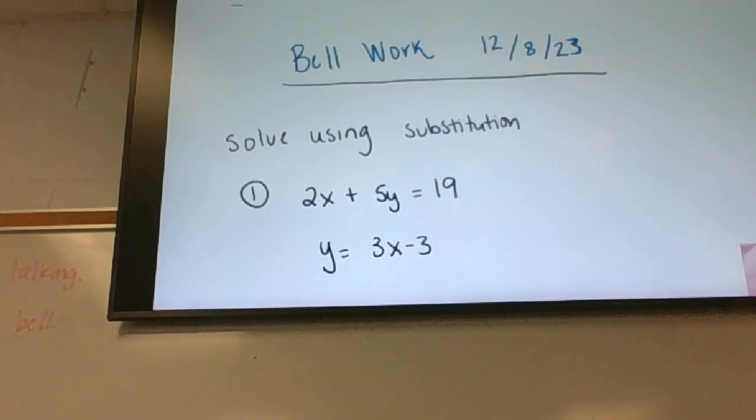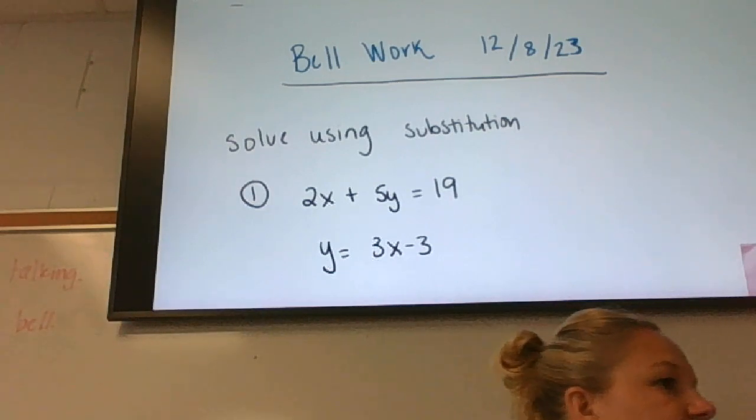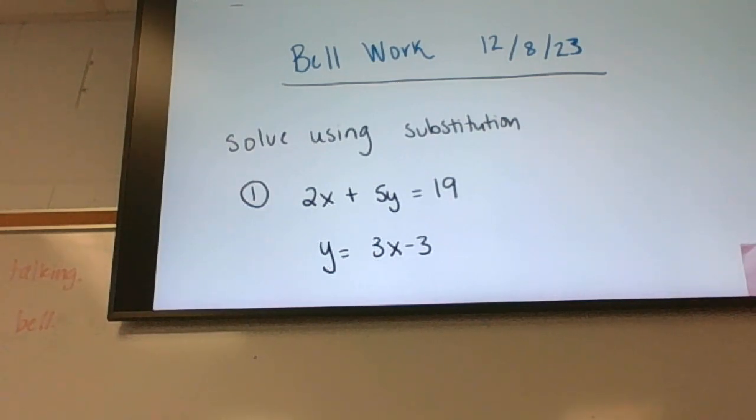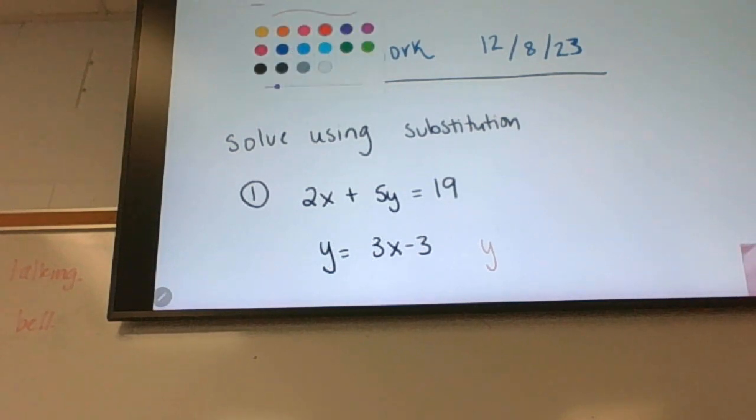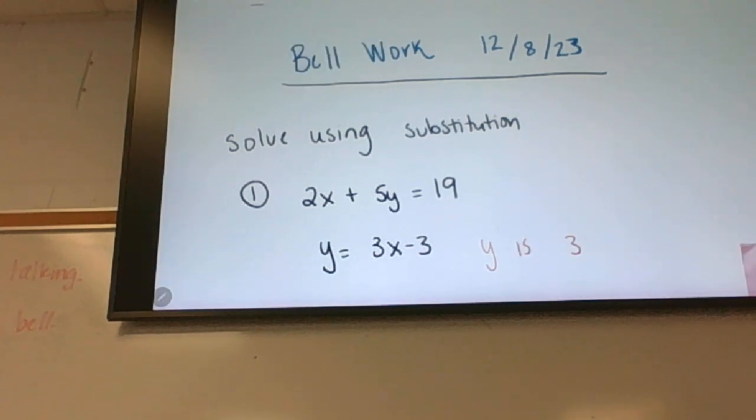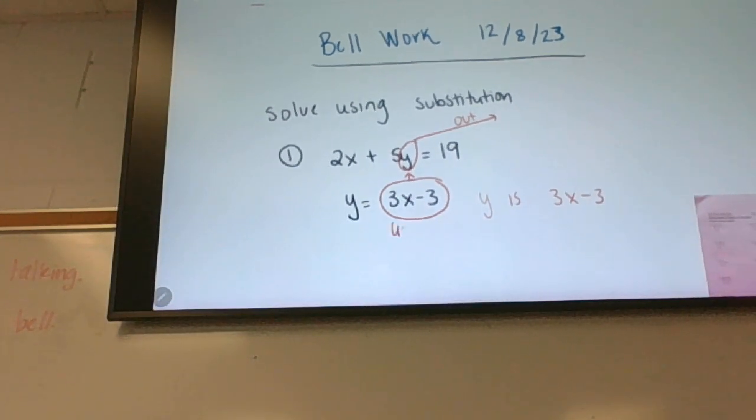Okay, so it's called substitution. That means something is out, something else is in. So this time I look at the bottom equation and I think, oh, this is telling me what y is. Y is 3x minus 3. That's telling me what y is. So I'm going to go to the top equation and take that y out and replace it with this expression. And remember, when you replace it, you use parentheses.